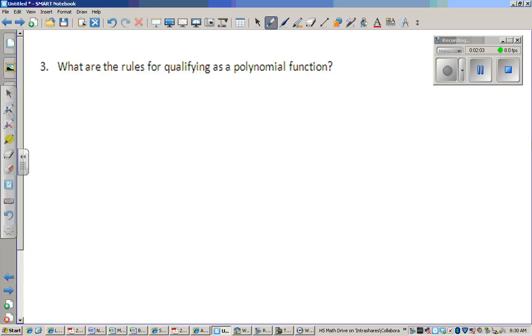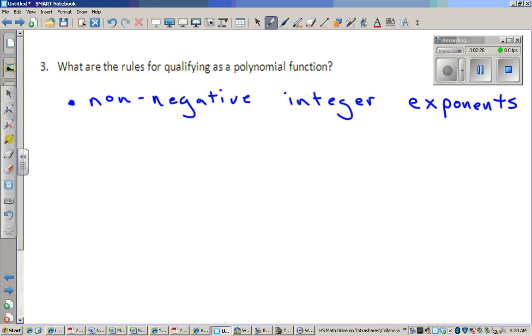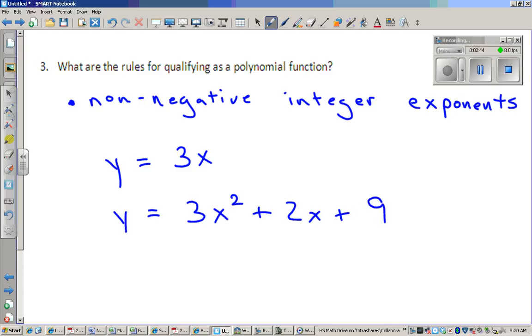Okay, so what we want is positive, well, let's say non-negative integer exponents. Now that's the biggest thing that we should look for. That is what is most likely not going to be seen if something is not. So some examples, if you have an equation like this, that's fine. That's fine. Still fine. Right?